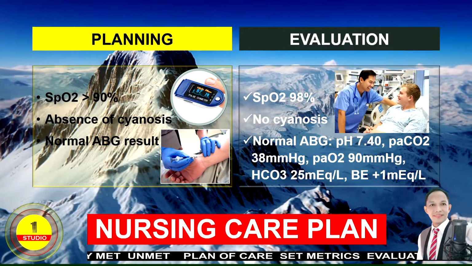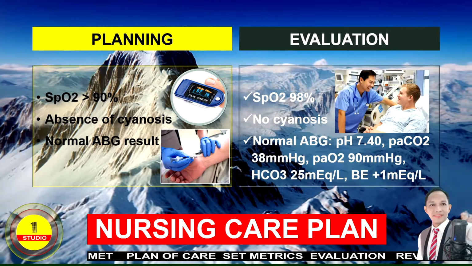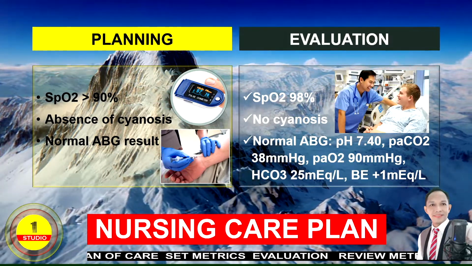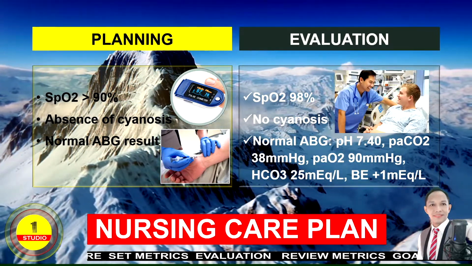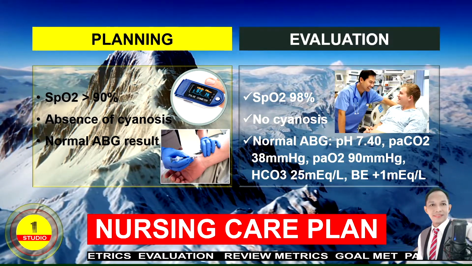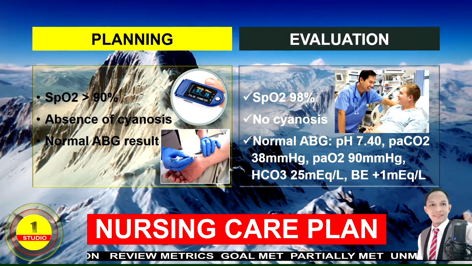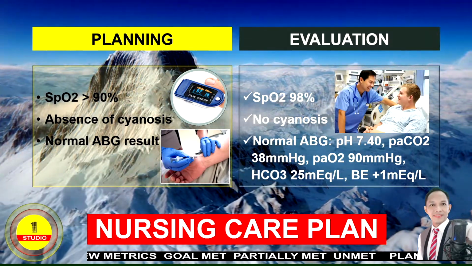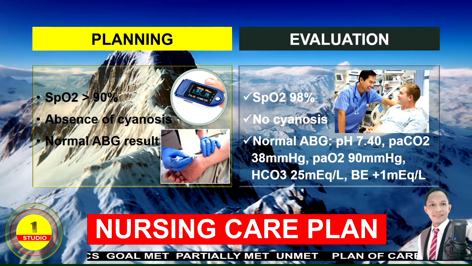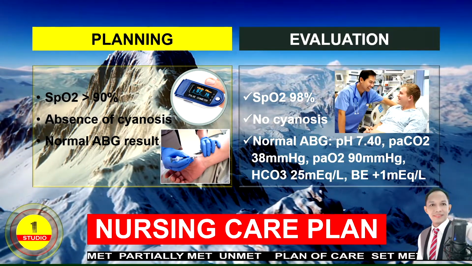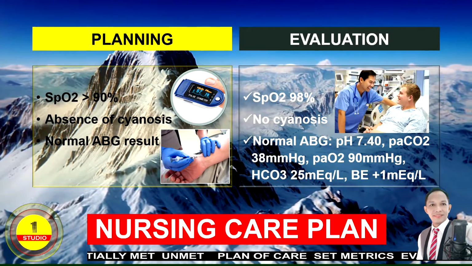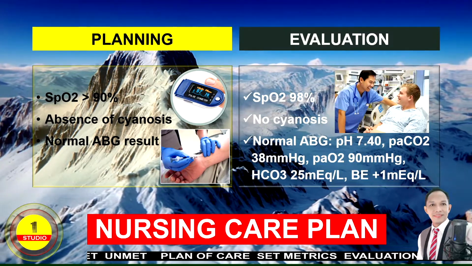The nurse must set criteria in goal formulation which will be used later on the evaluation phase. The above example, as evidenced by 1. Oxygen saturation above 90%, 2. Absence of cyanosis, and 3. Normal ABG result will be the basis of your final evaluation, whether the goals are met, goals partially met, or goals unmet.